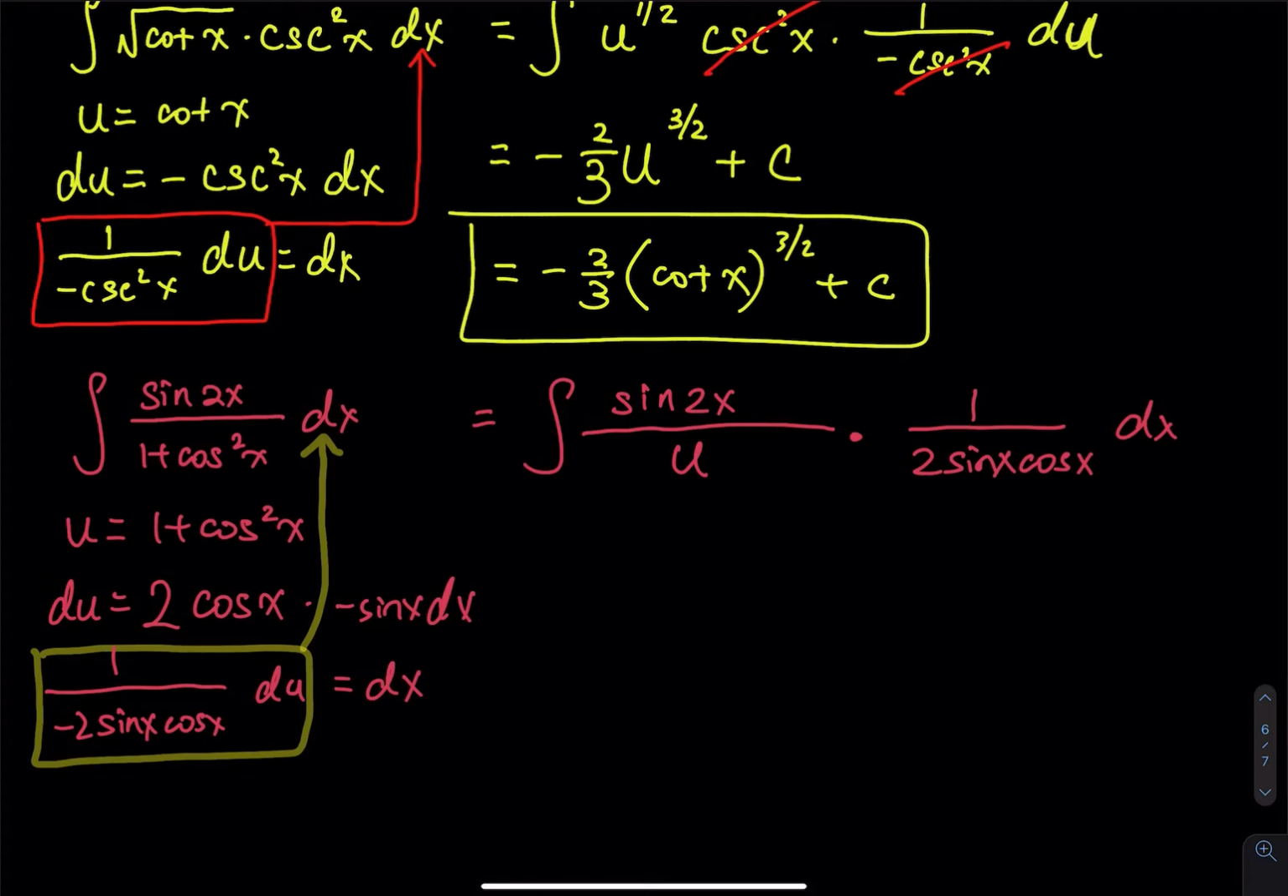Okay, so now you are going to ask me a question. Hey, the sine 2x cannot be cancelled. Oh, let me change that. It's not dx, that is du. That is du.